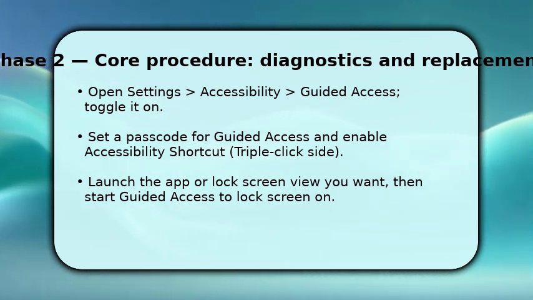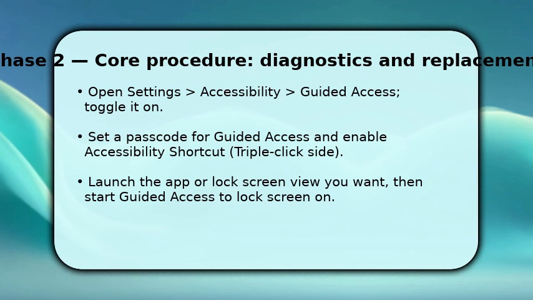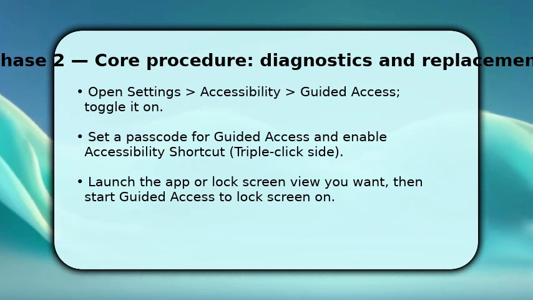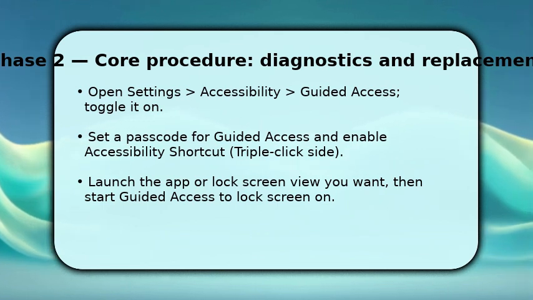quickly. Launch the app or screen you want visible, choose a black wallpaper or widgets, and triple-click to begin guided access. Make sure screen sleep is allowed while session is active. This keeps the display awake without constant interaction.